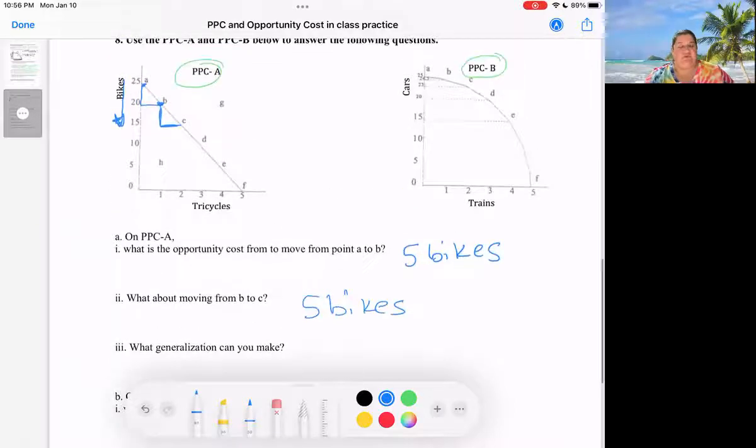Economists are not looking for you to be super flowery in your language. Let's state the obvious. What generalization can we make? We can make the generalization that the opportunity cost is the same. That's right. This is like a linear equation with a slope where it's the same movement every time on the line. And I gave you a fancy term for that yesterday. Anybody remember what that was called? Constant opportunity cost. That's right.